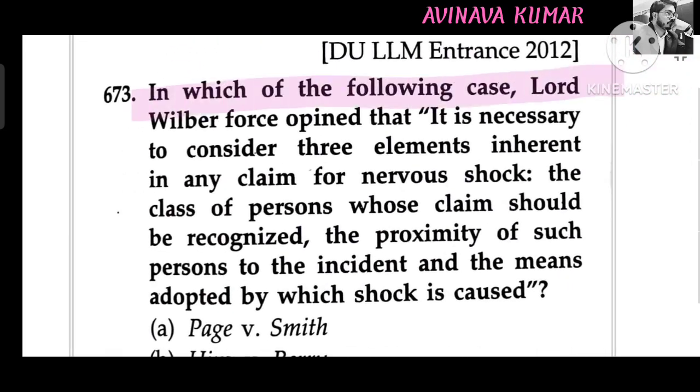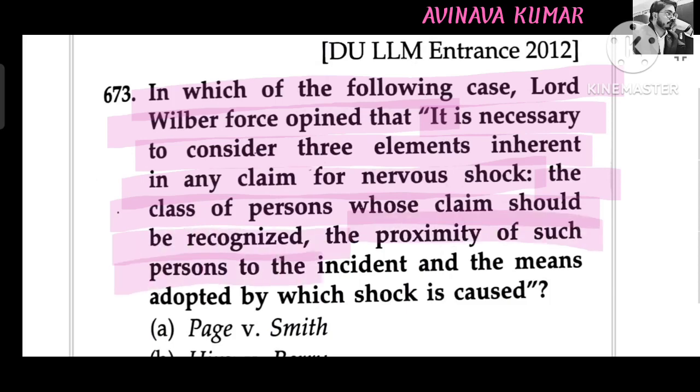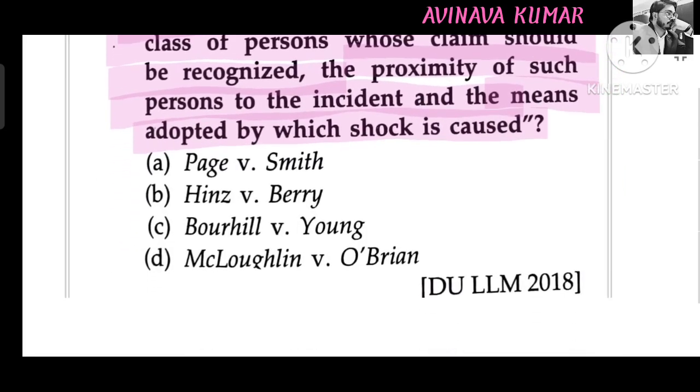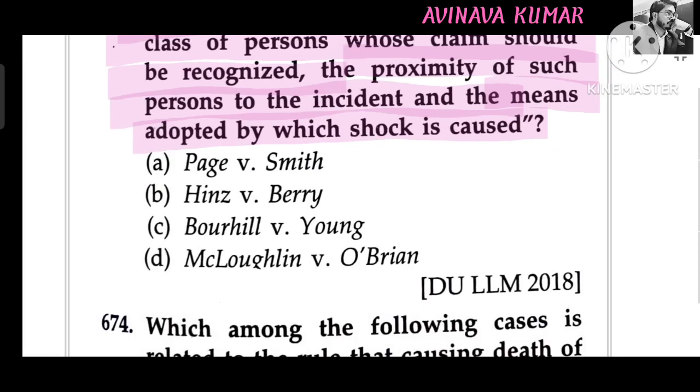In which one of the following cases did Lord Wilberforce opine that it is necessary to consider three elements inherent in the claim of nervous shock? The class of person who claims should be recognized, first. The proximity of such person to the incident, second. And the means by which the shock is caused. McLoughlin versus O'Brian.